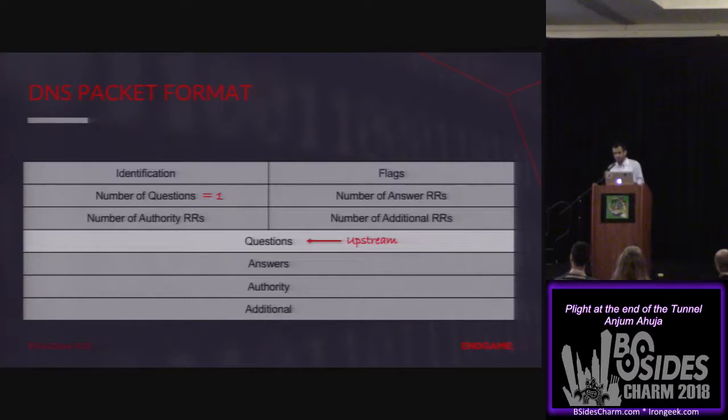The reason is this. Imagine if you had two questions in a single DNS query. The response will be two sets of responses, but they still have to share the same set of flags. And that can lead to ambiguity in terms of how you interpret those results. So the protocol limits it to a single question per packet. The downstream, the responses, can use any of these three sections.